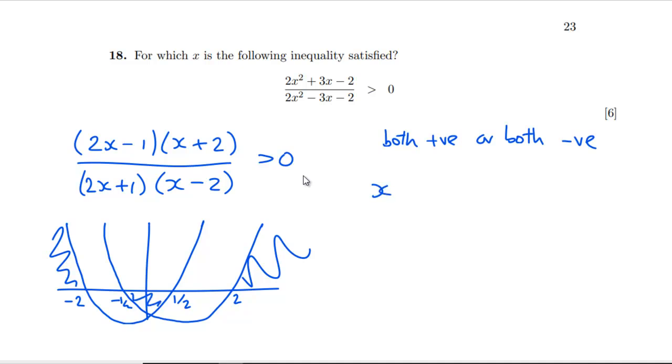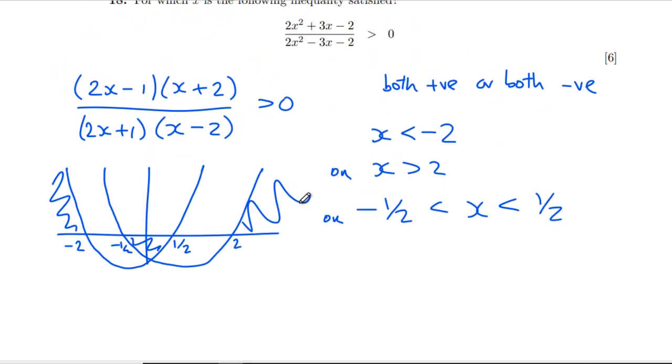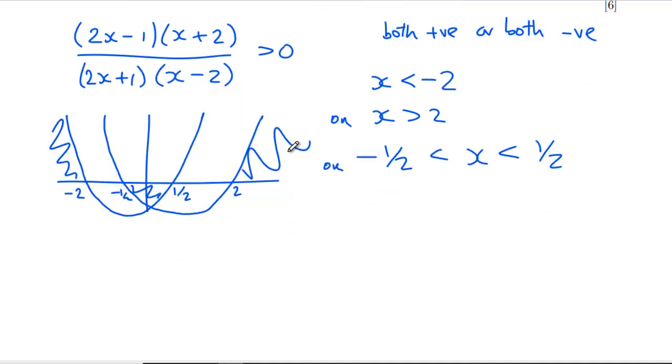If they're both going to be negative, we're looking at that bit. So we need x less than -2, x greater than 2, or x between -0.5 and 0.5. That's our, so or. Right, that was straightforward enough. Oh, actually, before I move on, would we be allowed any of the, oh no, it has to be strictly greater than 0. So yeah, I was just wondering if we're going to have any equals to as well.